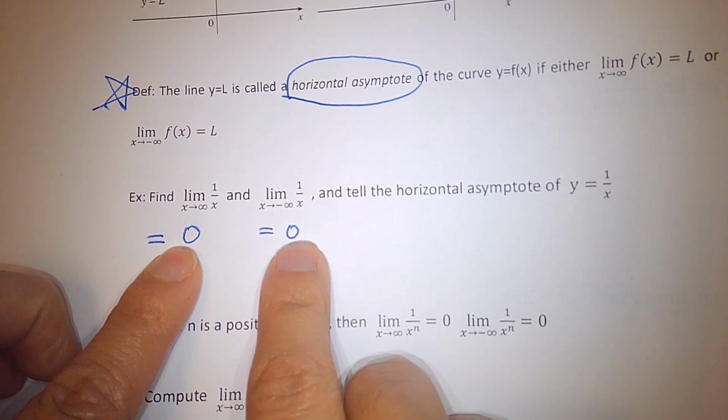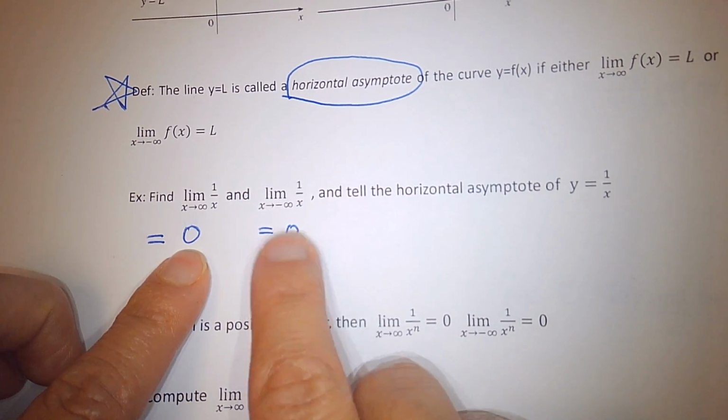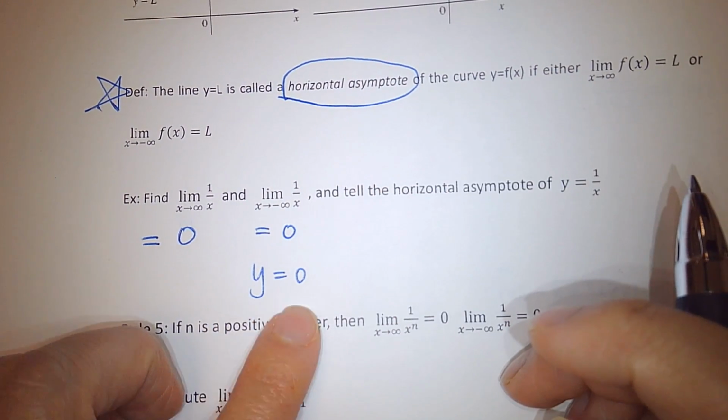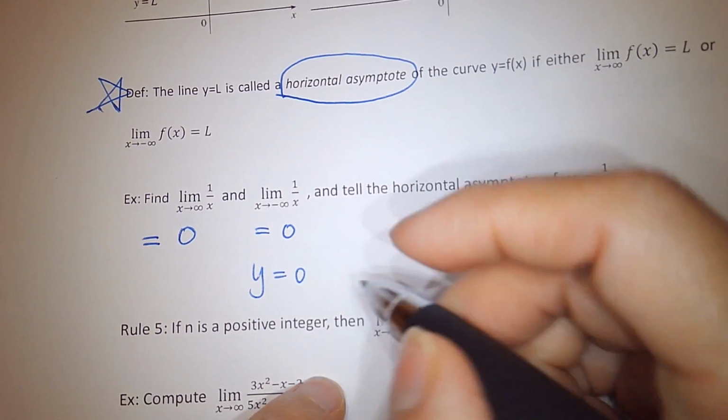So both of them satisfy, the limit equals 0. So this is an L value. What conclusion can we get? There is a horizontal asymptote at y equals 0. y equals 0 will be the horizontal asymptote.